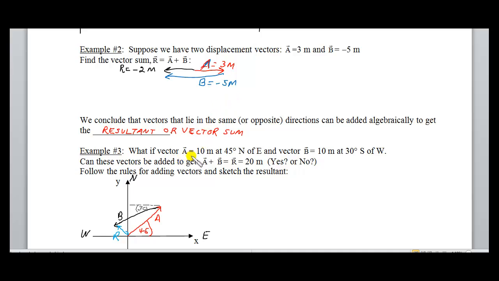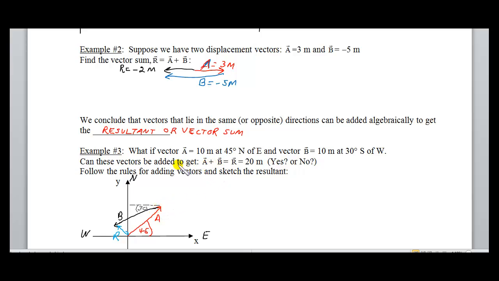Now, what if we have a vector A, which is 10 meters in magnitude at a 45-degree angle north of east? In other words, down here, here's vector A at an angle of 45 degrees north of east. And we have a vector B that's also magnitude 10 meters, but it lies in a direction 30 degrees south of west. I'm going to add these two vectors, A plus B.